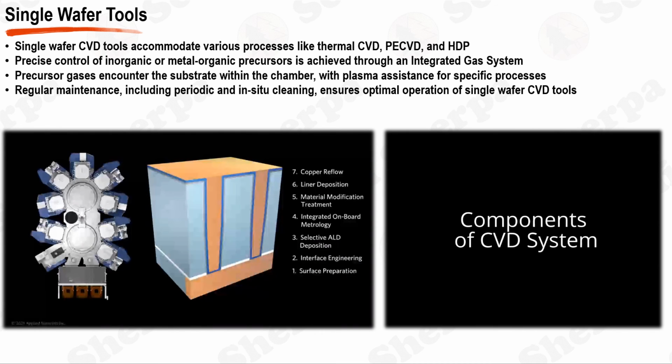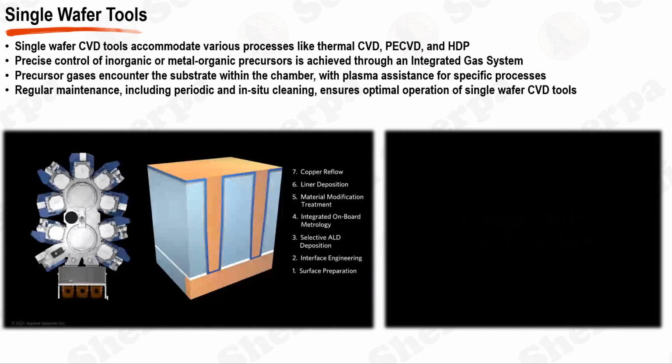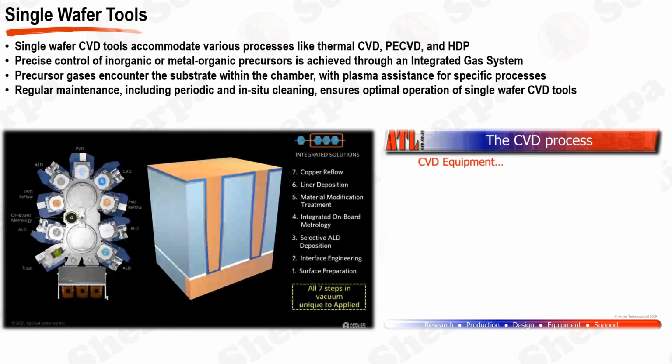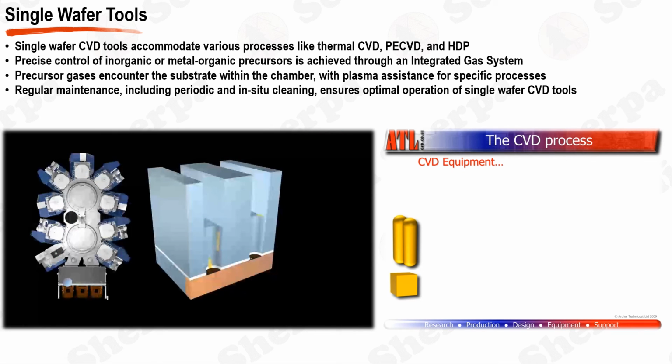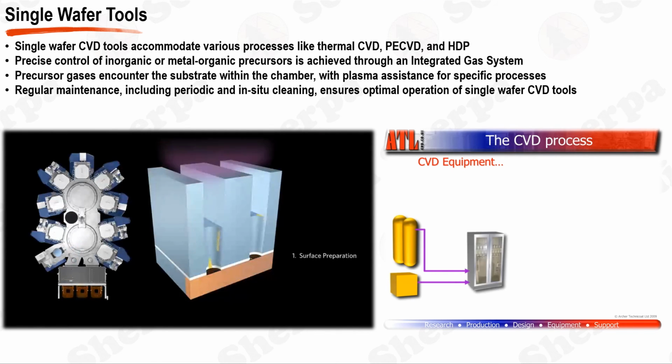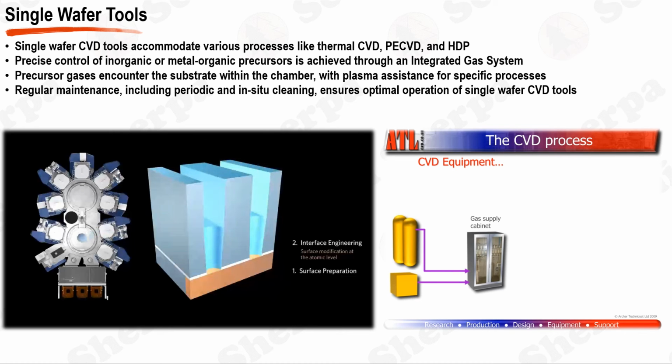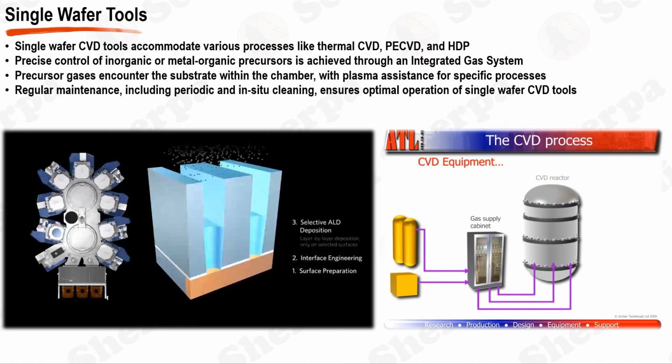Single wafer CVD tools represent a prominent and versatile subset of the equipment used in chemical vapor deposition (CVD) processes. Designed for efficiency and precision, these tools typically consist of a single chamber attached to a cluster tool, accommodating one wafer at a time. This design facilitates the use of various types of CVD processes, such as thermal CVD, plasma-enhanced CVD (PECVD), and High-Density Plasma CVD (HDP), enabling a broad spectrum of material deposition capabilities.